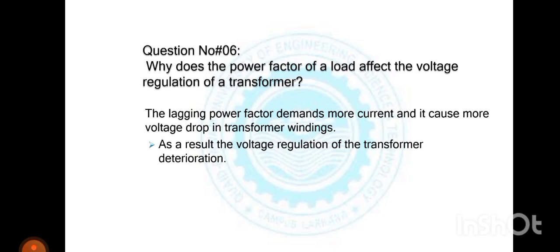Question number 6. Why does the power factor of a load affect the voltage regulation of a transformer? The lagging power factor demands more current and it causes more voltage drop in the transformer windings. As a result, the voltage regulation of the transformer deteriorates.